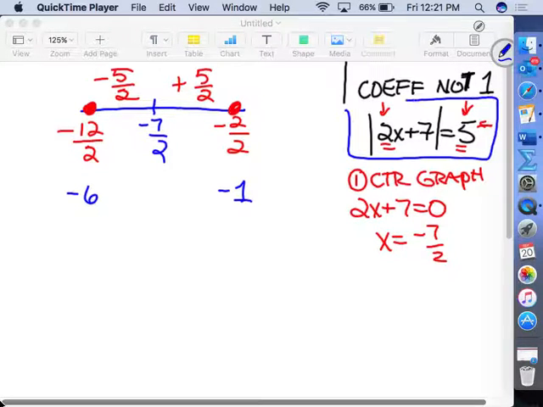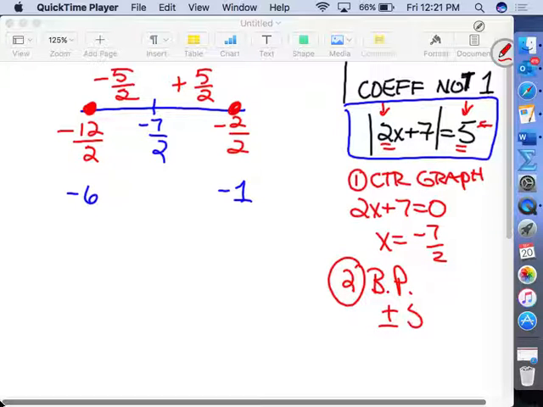And so step number 2, to find my boundary points, I'm going to add and subtract the number that's sitting on the outside divided by the coefficient on the x term.